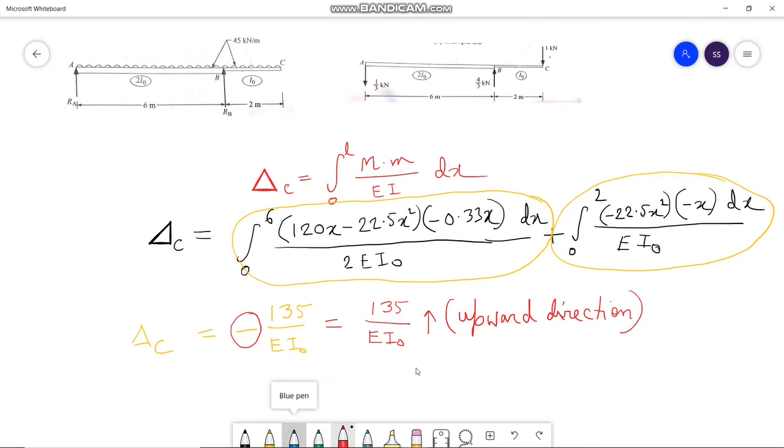In this calculation, we have applied the rules of integration, and we get the deflection at point C equals 135 by EI0, which is occurring in the upward direction.